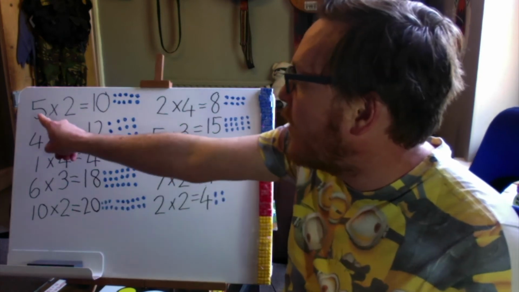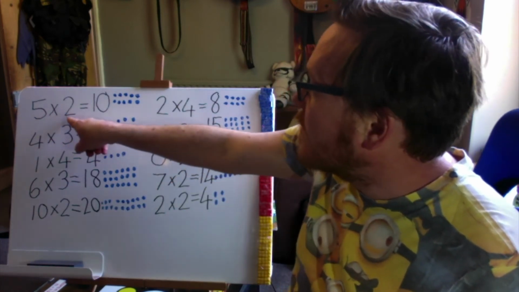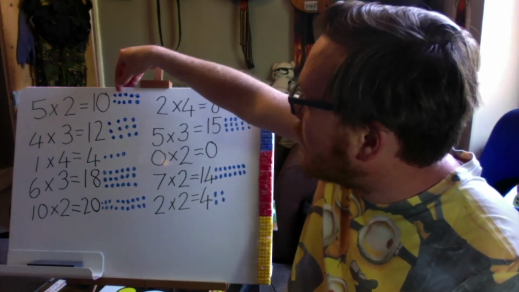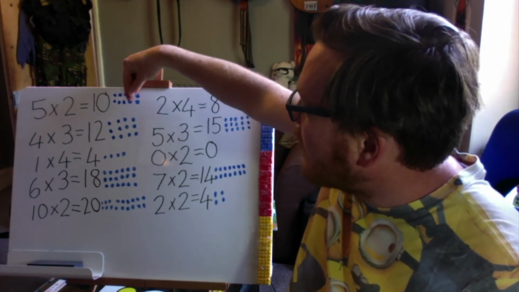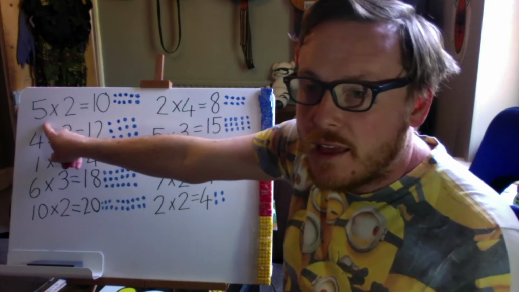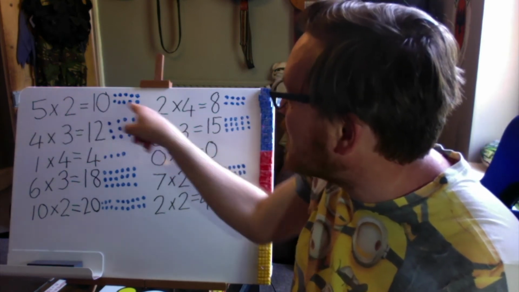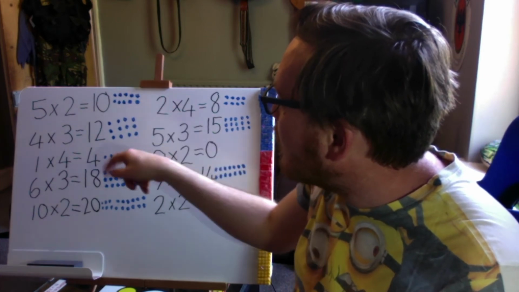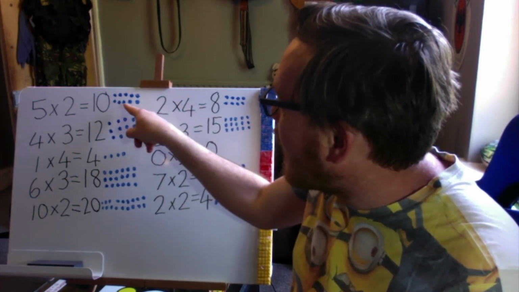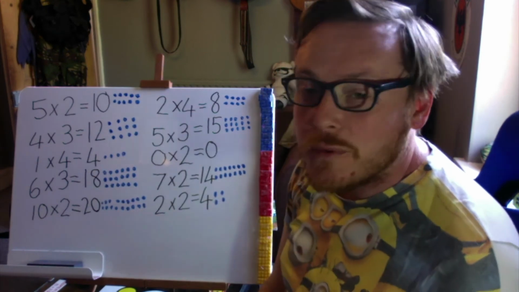So the first one was 5 times 2. I did 1 2 3 4 5. 1 2 3 4 5. I did 5 and I did it 2 times. Then I counted it together. 1 2 3 4 5 6 7 8 9 10, and it was 10.